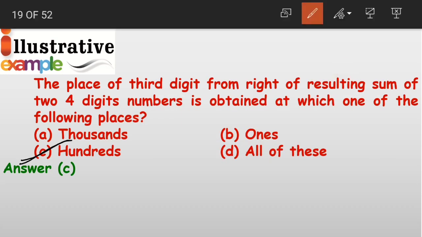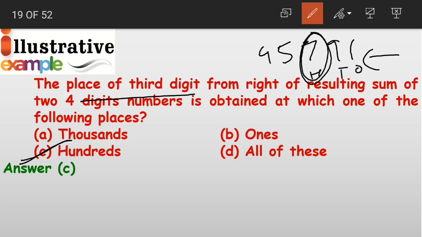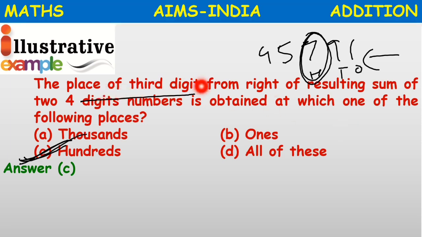Yes, option C, hundreds. So, no matter when we add two 4-digit numbers or 3-digit numbers, children, or 5-digit numbers, in any number, the place of third digit from the right, third place, ones, tens, and hundreds, is always hundreds. Okay, this was just given to confuse you. The resulting sum of two 4-digit numbers, you will get confused, right? So to confuse you, this sentence was given, but we should remember that we simply needed to write the place value of third digit from the right.